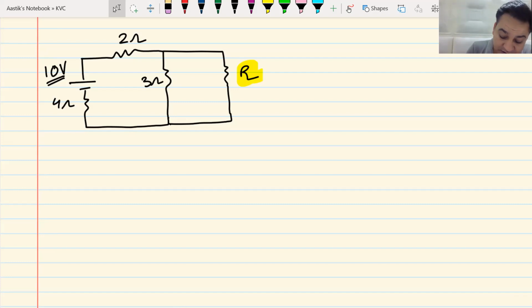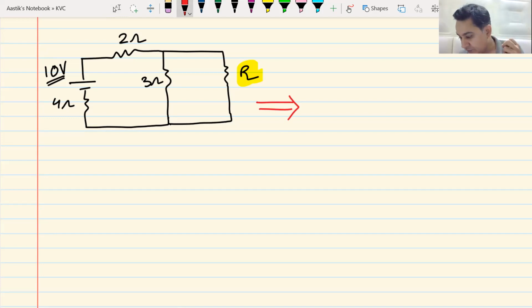Now, whenever this question comes, what we do is we convert it into what we call the Thevenin's equivalent diagram. Have you heard this term before? No, sir.